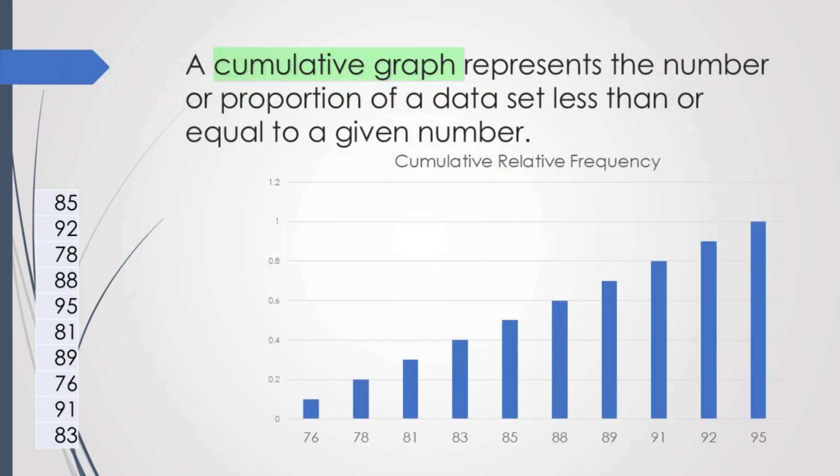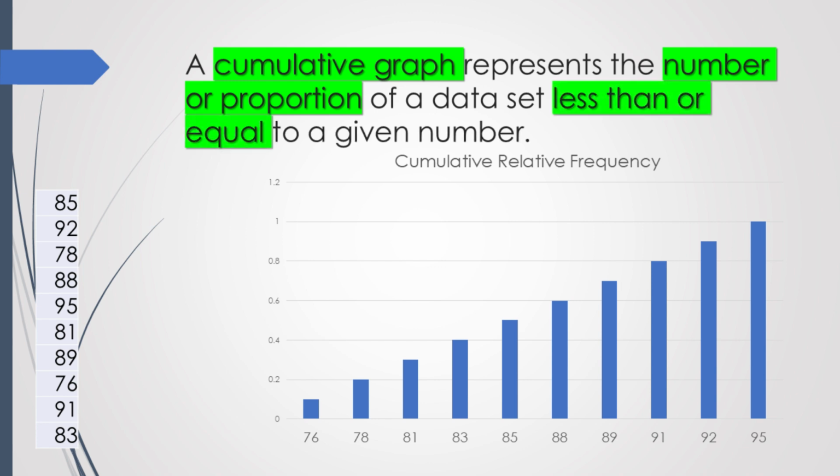Next, you need to know that a cumulative graph represents the number or proportion of a data set less than or equal to a given number. As you can see, on the bottom, we see a cumulative graph where each bar represents the proportion of values that are less than or equal to the value.